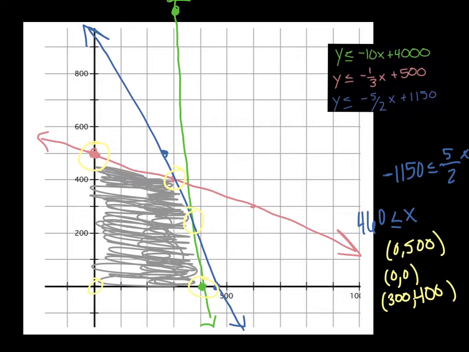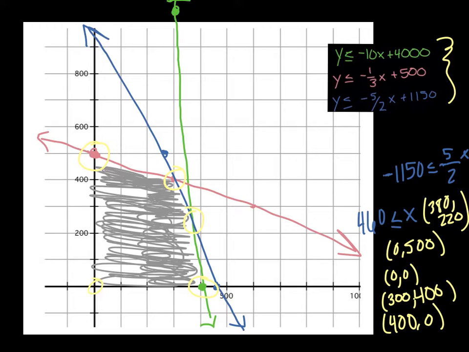And then 380 maybe, and 0, or nope, I'm sorry, 400 and 0. 380 and about 220. So if you're looking at all those intersecting points, what you can do is plug each one in and see which one gives you the highest profit in these inequalities.